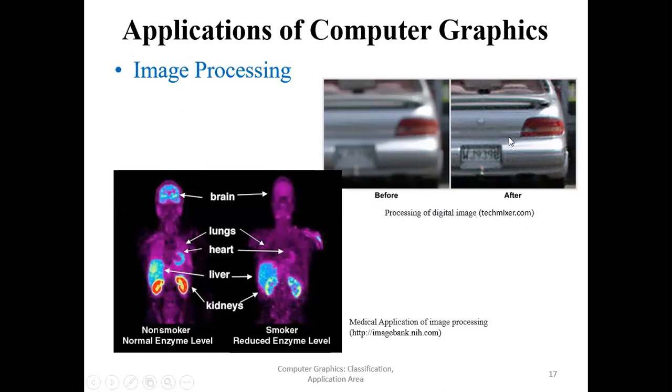But the second picture, after image processing, you can actually see that the picture quality improved. You can actually see the license plate. Okay, even though it's still not clear, it's still better than the last one. In the next example, the first one is the non-smoker enzyme level, and the second one is the smoker reduced enzyme level. Both are actually done using image processing.